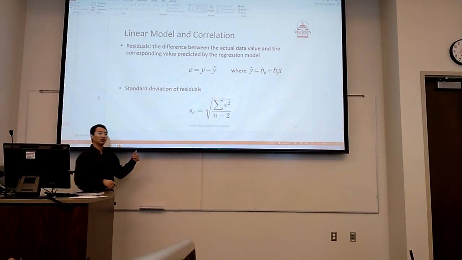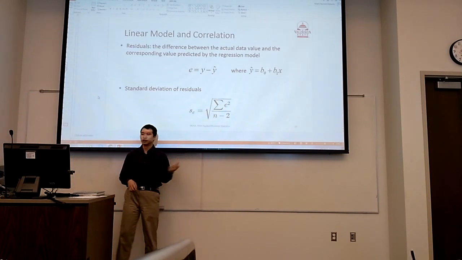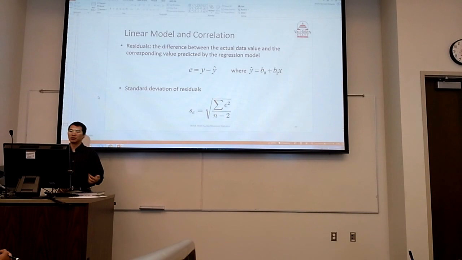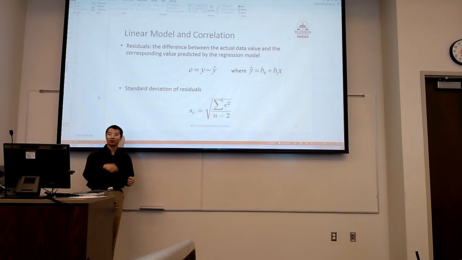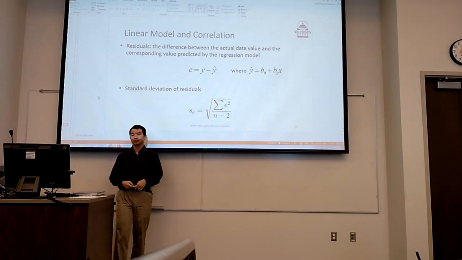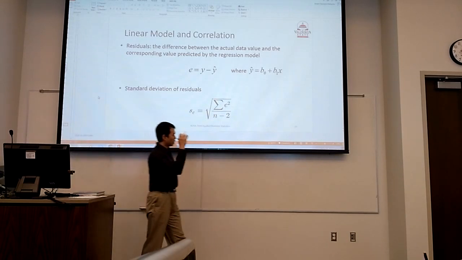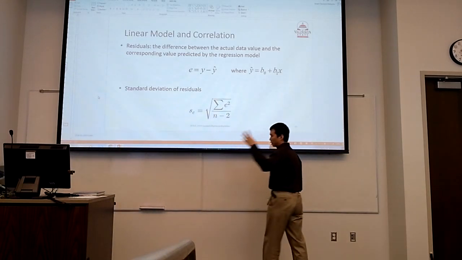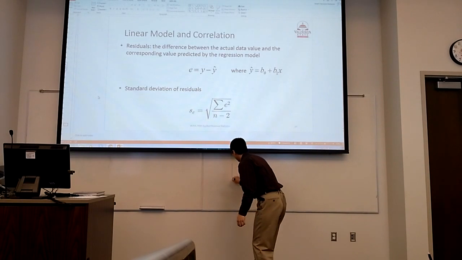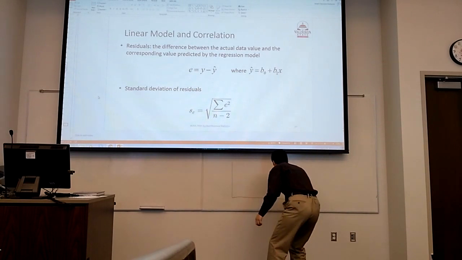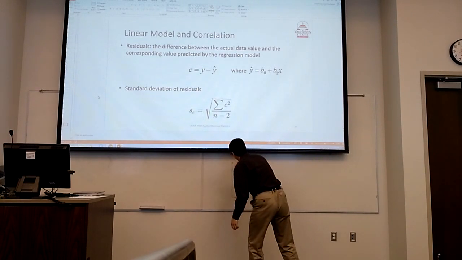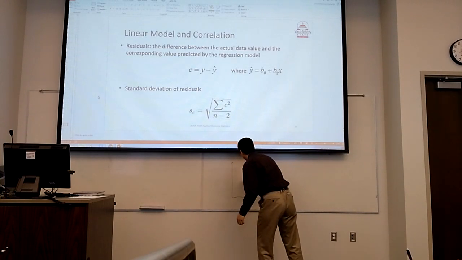Let's talk about a new concept, residual. What is a residual? It's the difference between the actual data value and the corresponding value predicted by the regression model. Like we saw in the scatter plot, we have a lot of data.